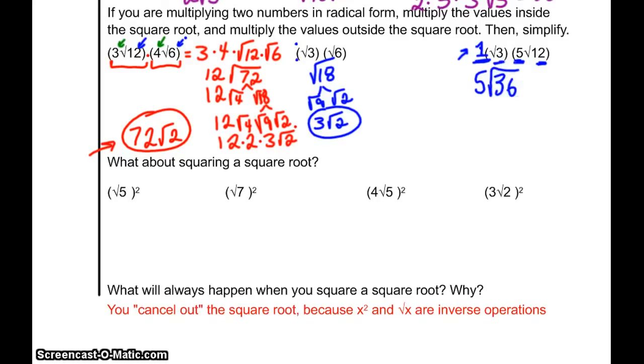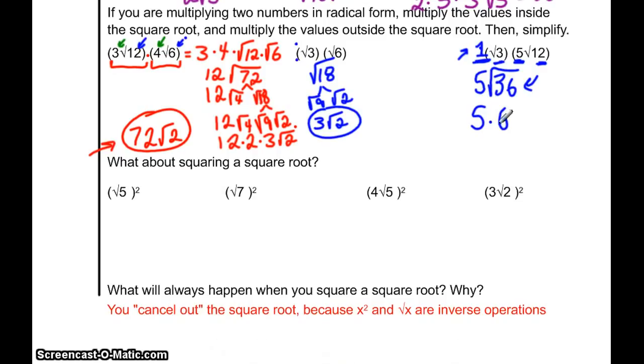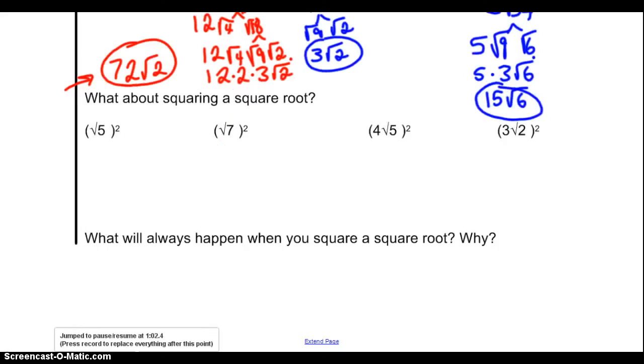Now I ask myself, are there any perfect squares that divide 36? Well, wait a second. 36 is a perfect square. It's 6 times 6, or 6 squared. So I can write this as 5 times 6. And there's nothing left under the square root, so I don't have to draw it. So just 5 times 6, which is 30. One last thing we're going to talk about before we go.